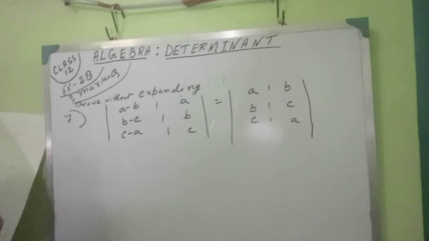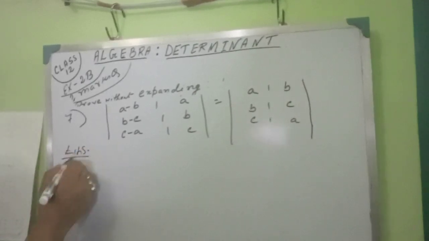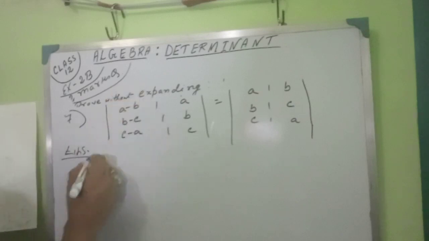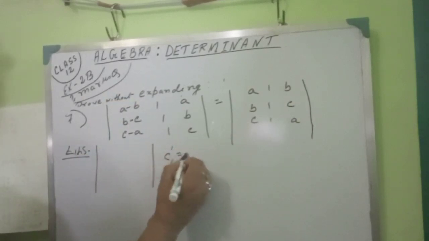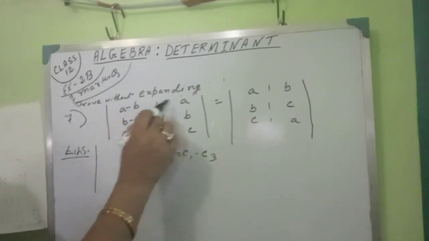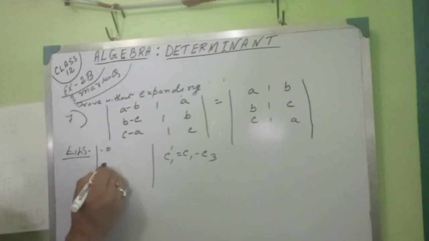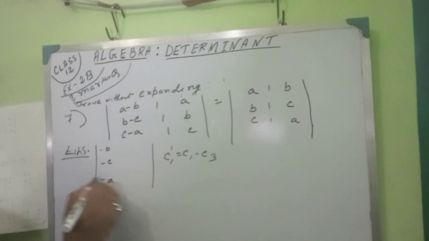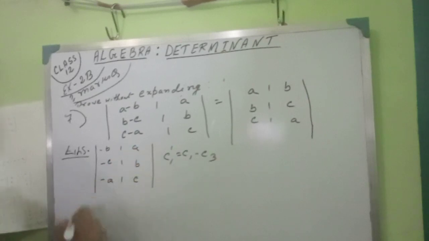Okay, now on the left hand side, we will change the first column again. What's the operation? C1 dash equals C1 minus C3. That means A minus B minus A. Then what we will get? We will get minus B, A, B minus C minus B, so it's coming minus C, and then it is coming minus A. And 1, 1, 1 as usual, and it is A, B, C.